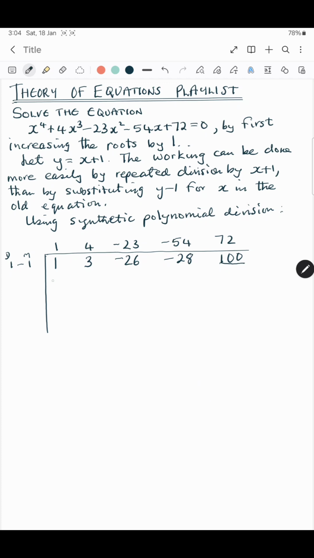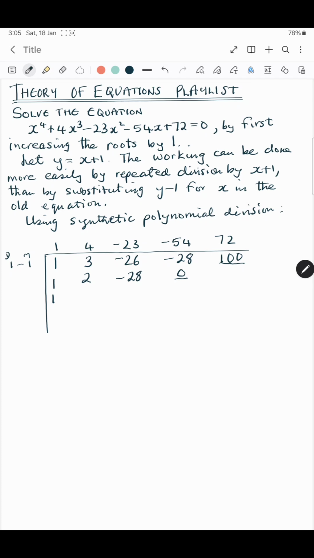We now repeat all that. So 1 into 1 goes once. Minus 1 times 1 is minus 1, added on to 3 is 2. Minus 1 times 2 is minus 2, added on to minus 26 is minus 28. Minus 1 times minus 28 is plus 28, added on to minus 28 is 0. So things are beginning to look hopeful.